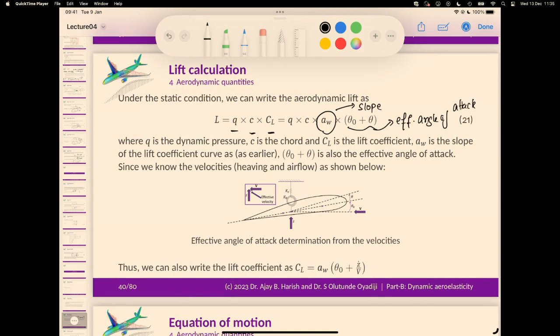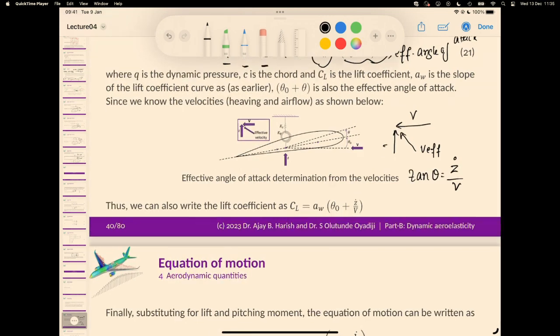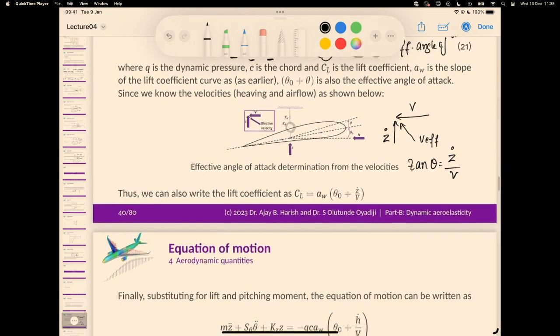Since I'm more interested in writing everything in terms of theta and z, I also want to write this theta in some way. So I have the velocity, I have the change in the height, let's say h, and this is my effective velocity, let's say v effective. So that would also be, we can say, tan of theta is nothing but h by v, or sorry, not h, it's z dot by v. So we have upward motion and there's airflow in this direction, so that should give us our effective pitching angle as well. So that's what I've taken here and put into the lift coefficient.